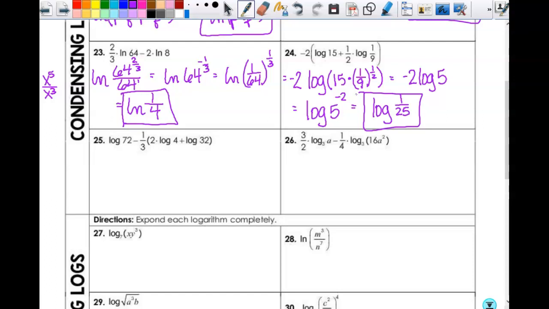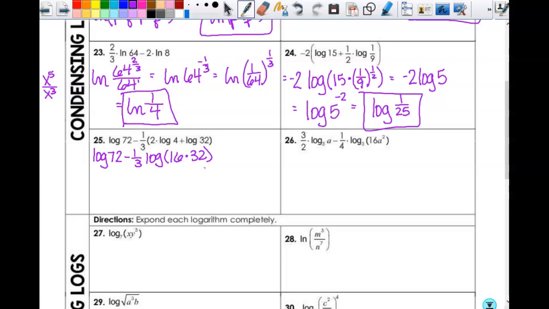Now, on 25, I've got parentheses, so I'm going to take care of those first. I'm going to leave the log of 72 alone. So I'm going to get the log of 72 minus 1/3 times the log of, well, this is going to be 4 squared, so it's going to be 16 times 32, right? So what is 16 times 32?